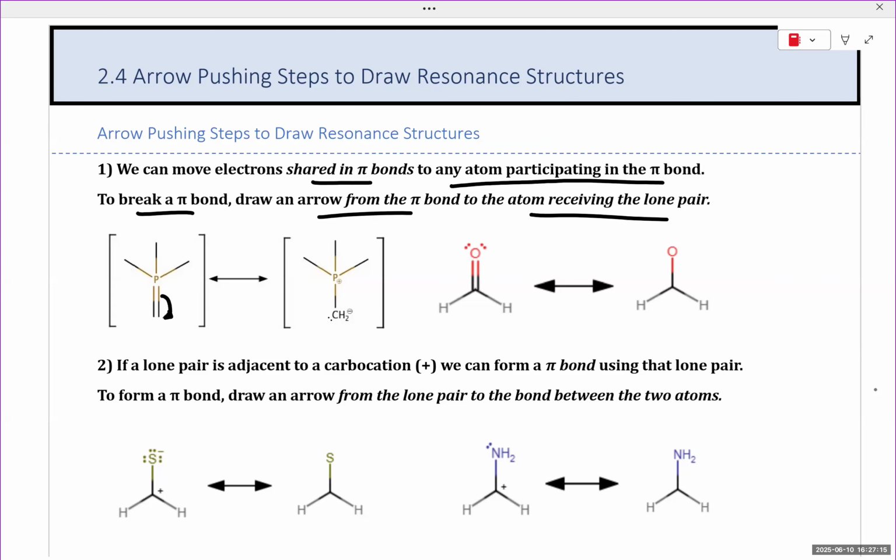Generally, when you're breaking a pi bond and placing a lone pair on one of the atoms participating in the pi bond, you're going to want to put the lone pair on the most electronegative atom. In this case, that would be carbon.